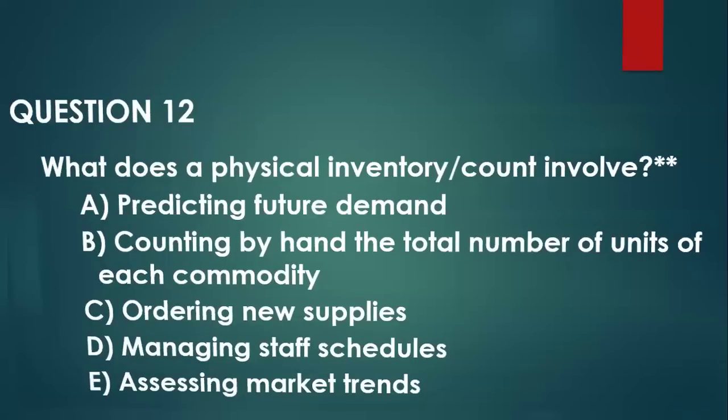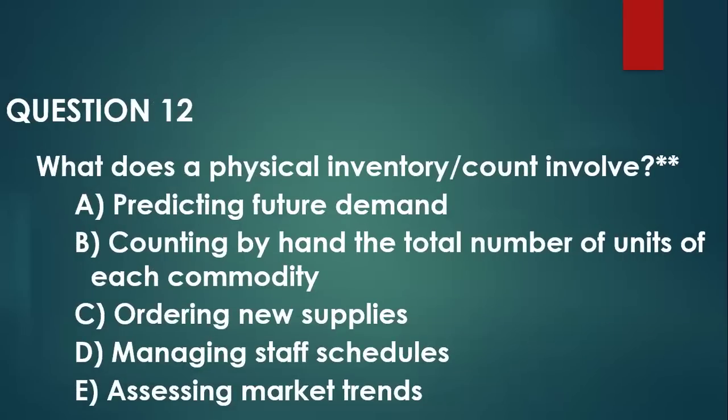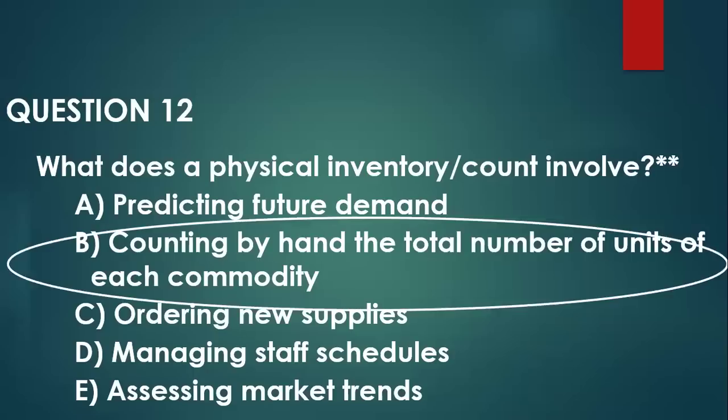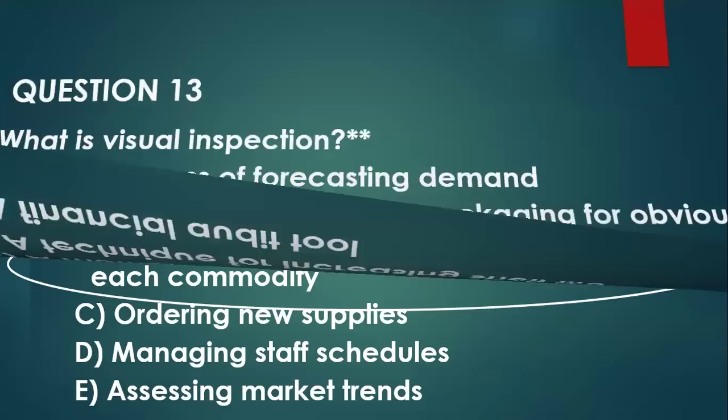Question number 12. What does a physical inventory count involve? Usually it involves you counting by hand the total number of units of each commodity. So it's not like sitting down and looking at the books. You have to be there physically and you have to count them by hand. You have to see those things.